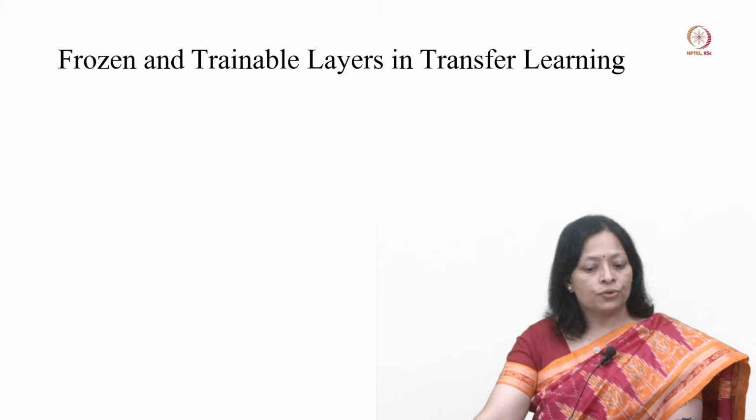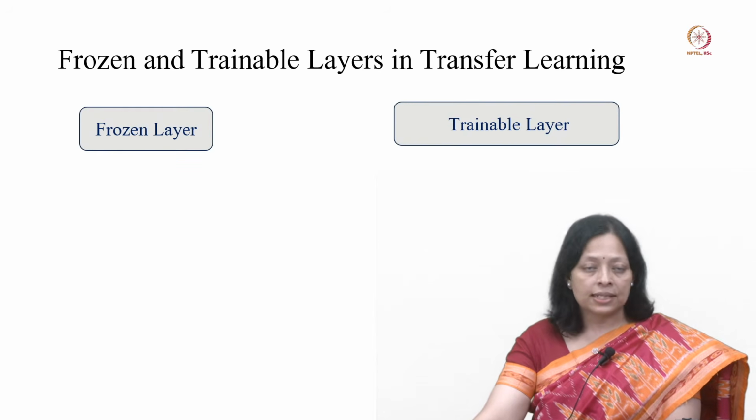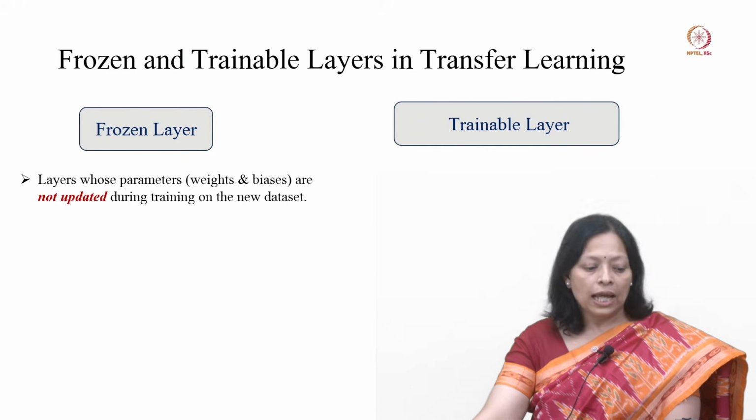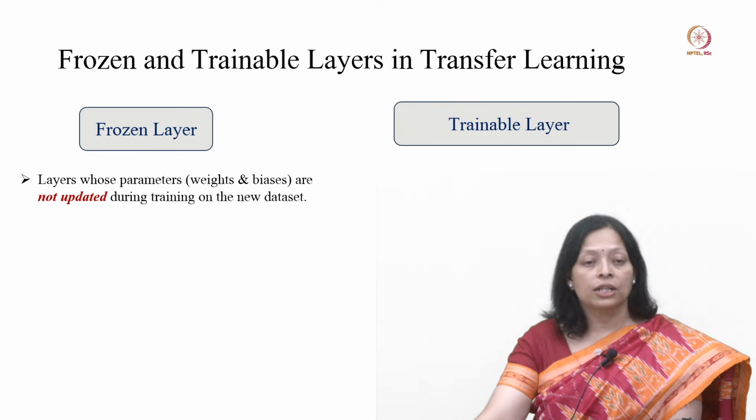Now, frozen and trainable layers in transfer learning. We will see what the difference is. In frozen layers, what happens? In trainable layers, what happens? In frozen layers, the parameters, that is the weights and biases, are not updated during training on the new data set.